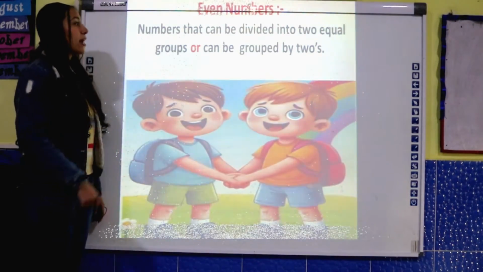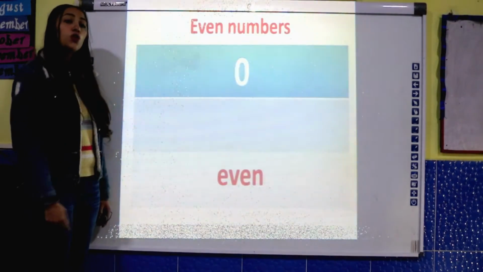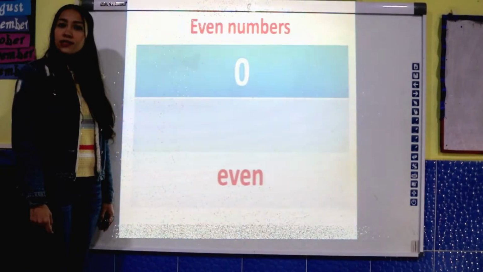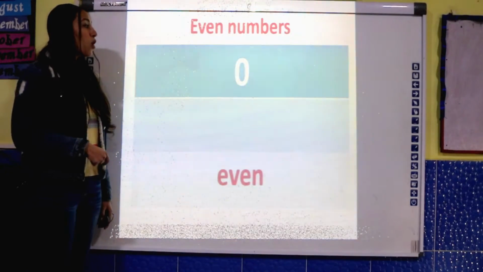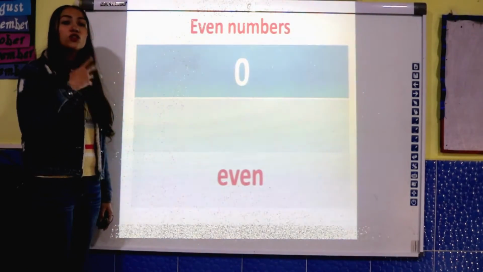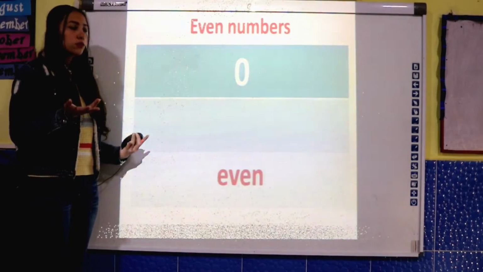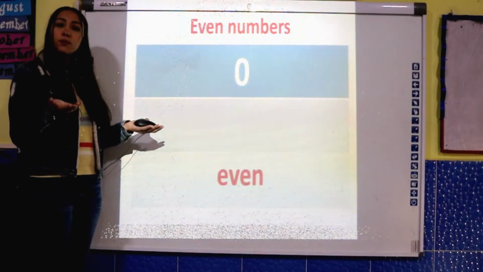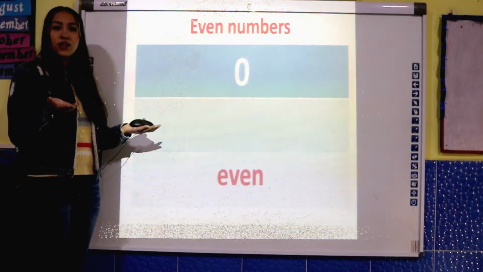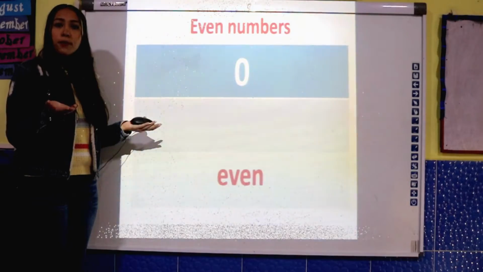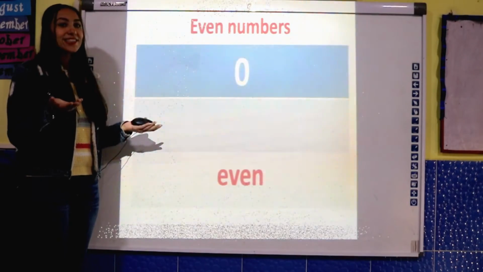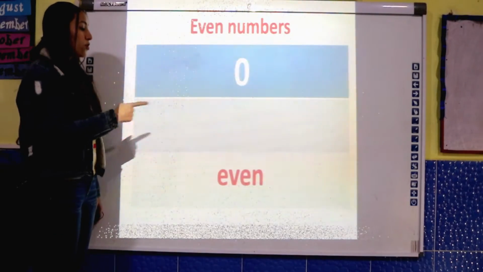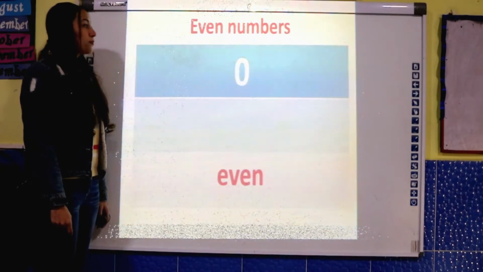Let's see the first example we have. Do you know what this number is? Yes, 0. And 0 means nothing. If I want to divide number 0 into two equal groups, I will have 0 in this group and also 0 in this group, nothing here and also nothing here. So is 0 an odd number or an even number? Yes, even number. I can divide it into two equal groups. So 0 is an even number.